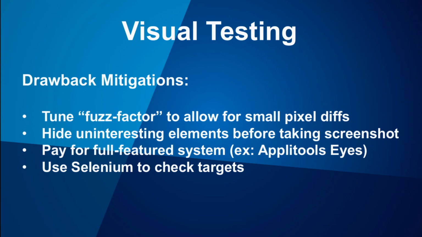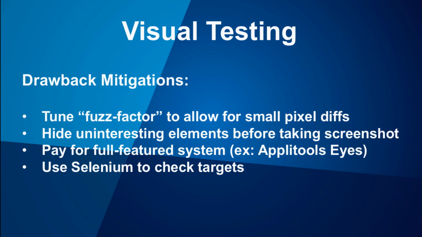So to mitigate some of these problems, in the Spectre system that I have, you can adjust a fuzz factor, which gives it some tolerance for images being slightly different from each other, but still being considered to be passing. For that timestamp, there's an easy way in Selenium to run JavaScript, and you can run JavaScript to cause that field to be hidden right before you do the screenshot, so it won't be part of the comparison. You do that in the baseline and also in the observation phase.